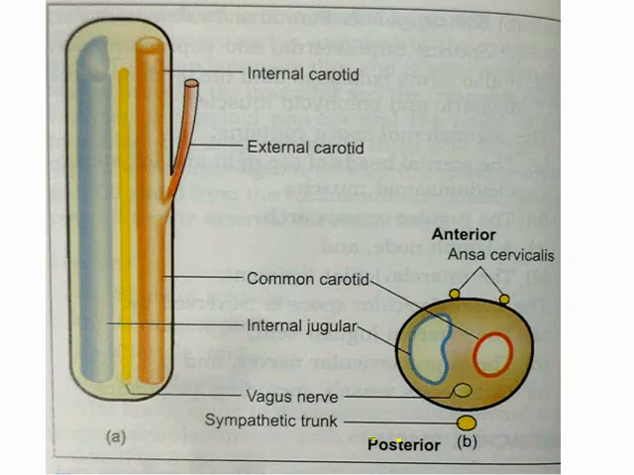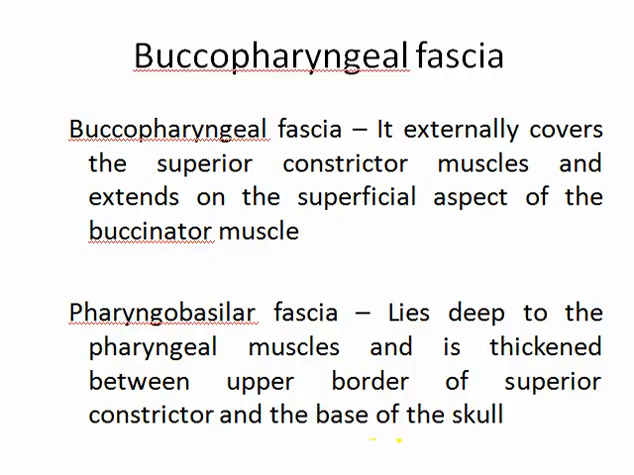The next is the buccopharyngeal fascia. What is buccopharyngeal fascia and what is the pharyngobasilar fascia? These two fascia are present in the upper part of the neck, near the pharynx. If we see the pharynx, the pharynx is bounded by the constrictor muscles. These muscles are present in a circular manner. One muscle is present over the other muscle: superior, middle and inferior constrictor muscles.